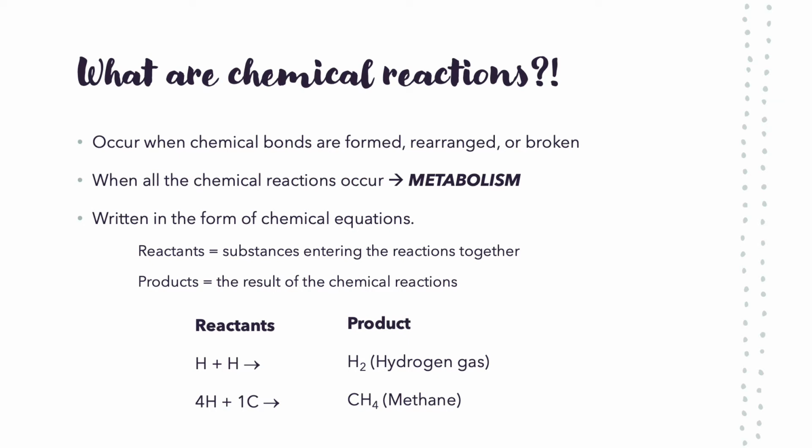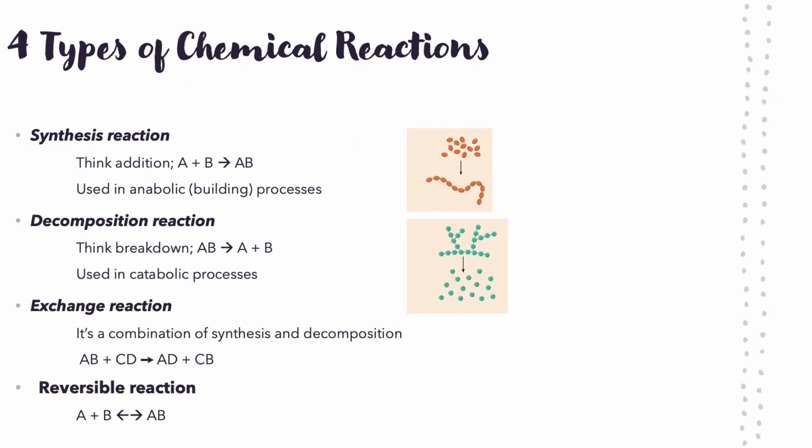So here I have examples of what a reactant is and what a product is. So for example, hydrogen plus hydrogen would give us hydrogen gas. Or, we can also have 4 molecules of hydrogen and 1 carbon atom. And together we call it methane, right? We call it methane. So there are 4 types of chemical reactions: synthesis reaction, decomposition reaction, exchange reaction, and reversible reaction.